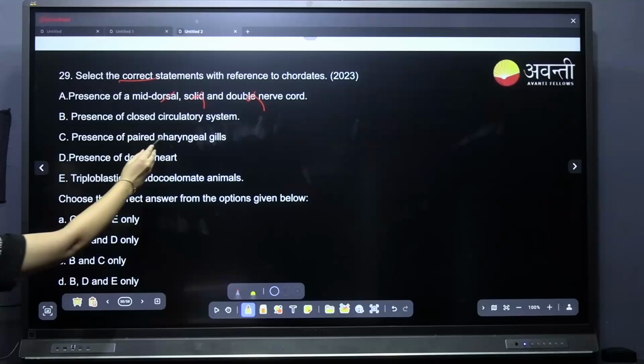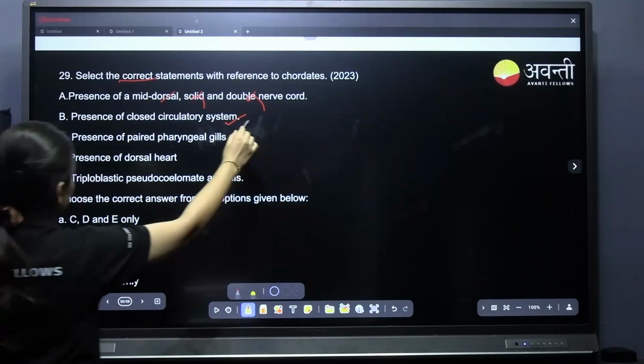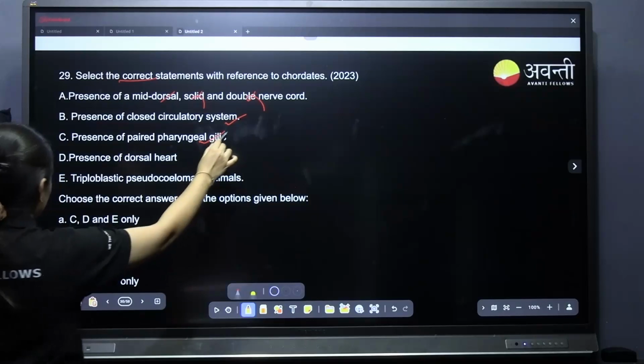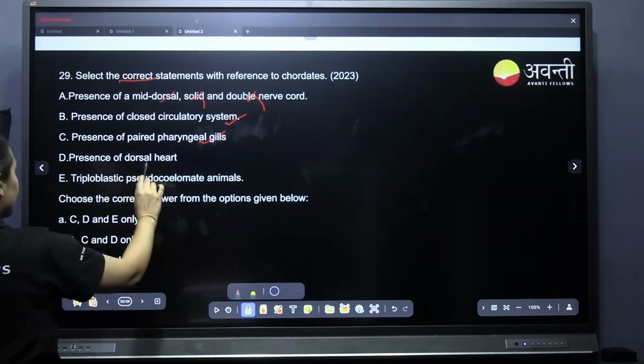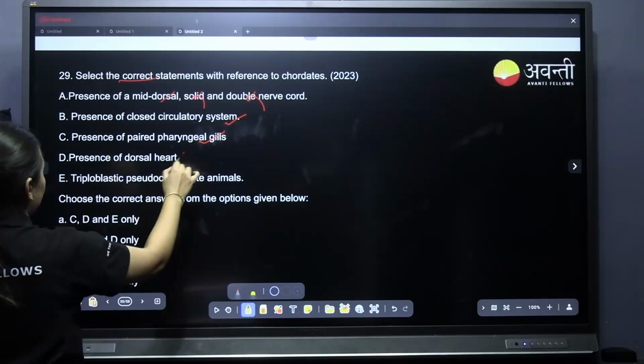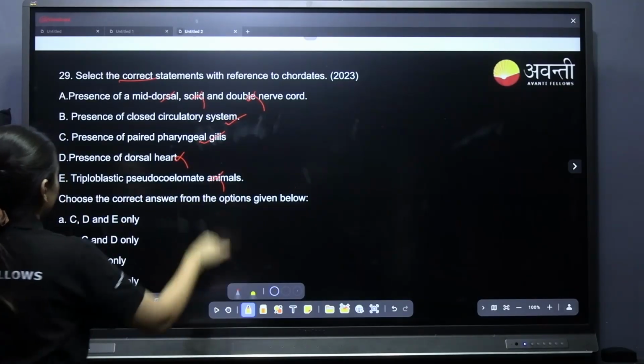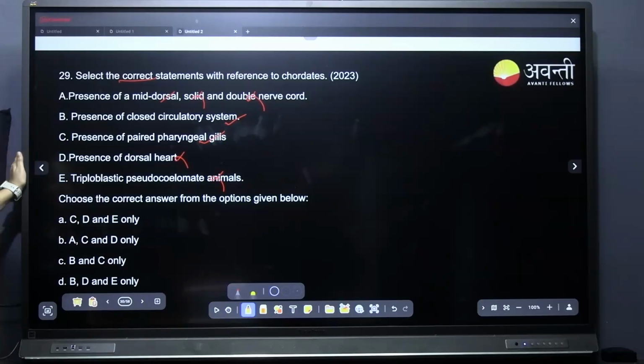Presence of closed circulatory system. Yes, we have closed circulatory system. Presence of paired pharyngeal gill slits. Yes, we have. Presence of dorsal heart. Heart is ventral, we have ventral heart. Triploblastic pseudocoelomate animals? We are true coelomate, which makes B, C only the correct answer.